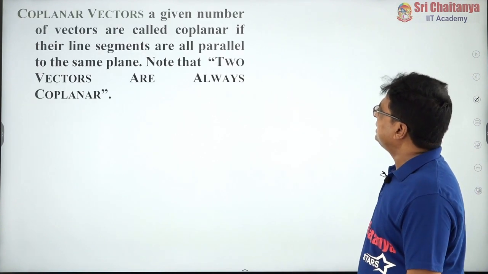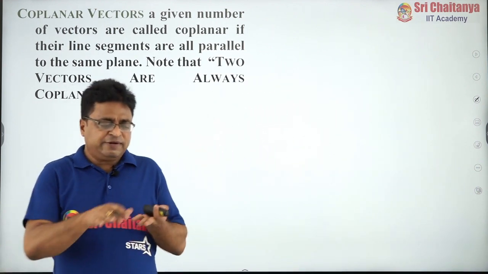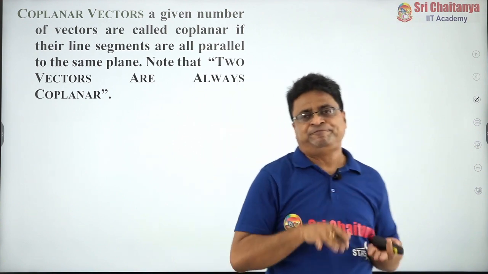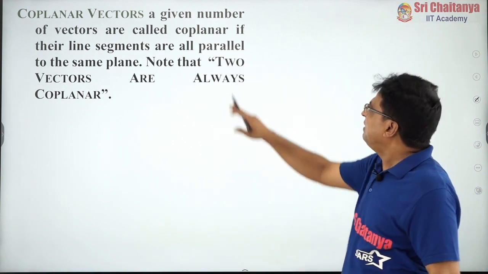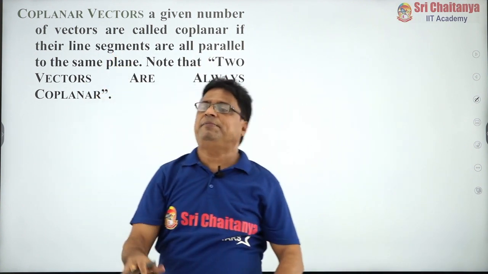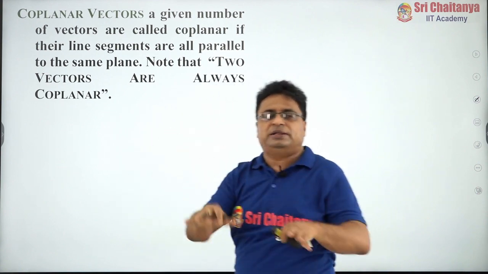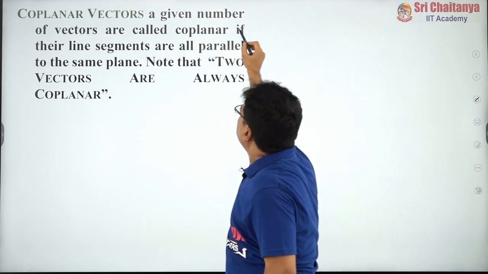Now, my friends, next coming to coplanar vectors. Collinear vectors means they lie on the same line and direction, and of course, they may be parallel. Whereas coplanar means the vectors lie on the same plane. Listen, read the definition very carefully.